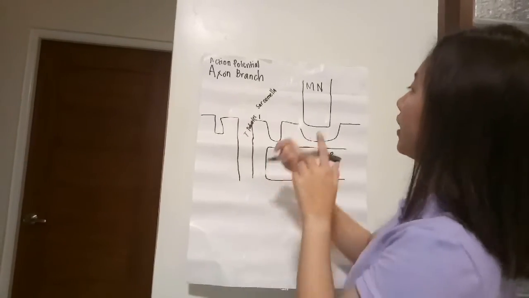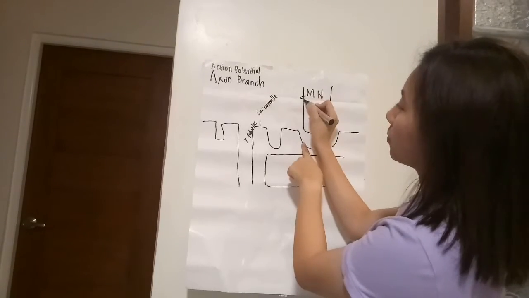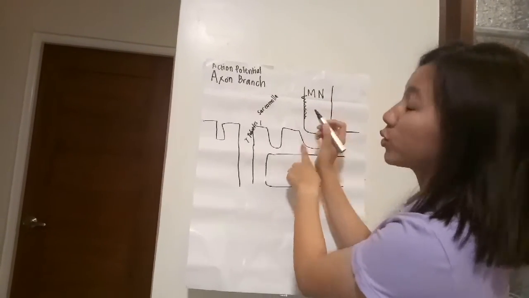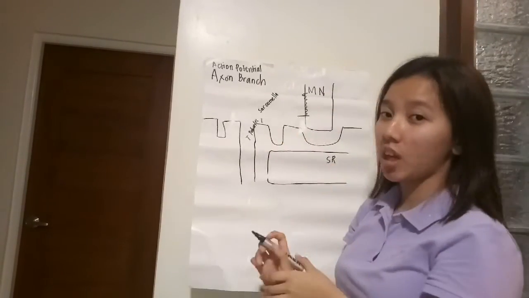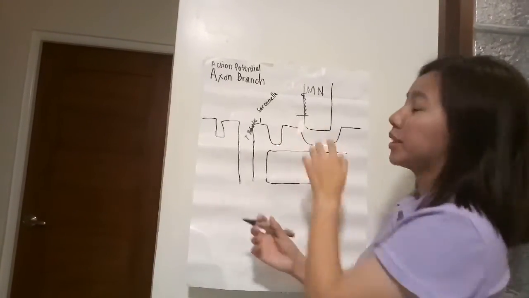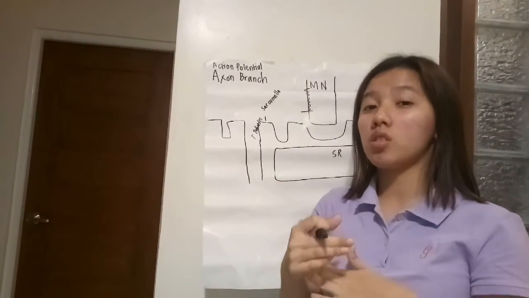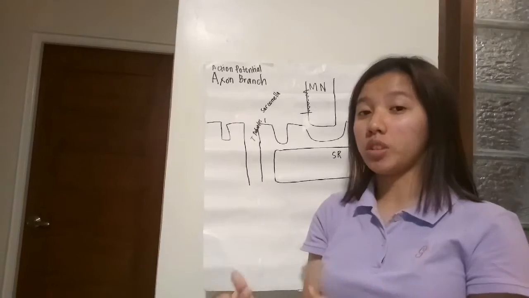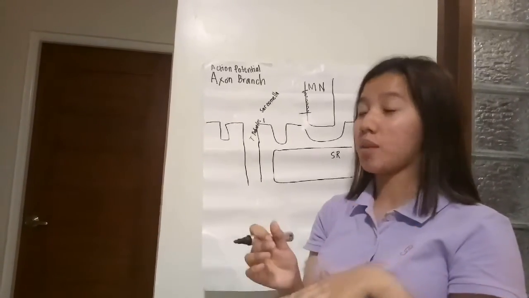So imagine the action potential traveling to the muscle fibers and reaching the presynaptic terminal. The presynaptic terminals are the neuromuscular junction terminals. In general terms, it is called the synapse.